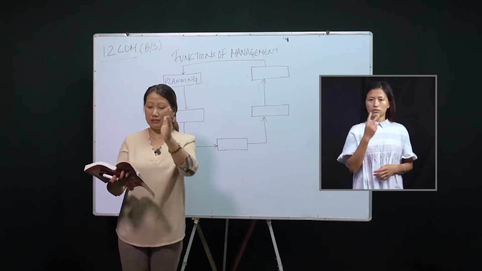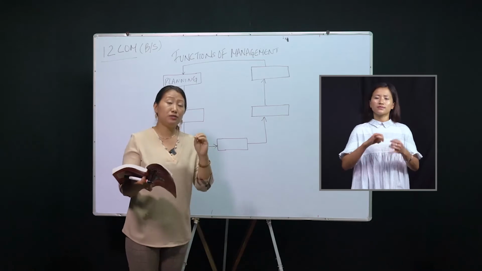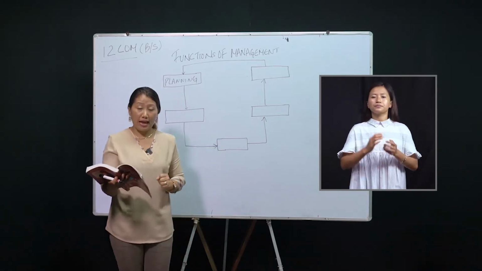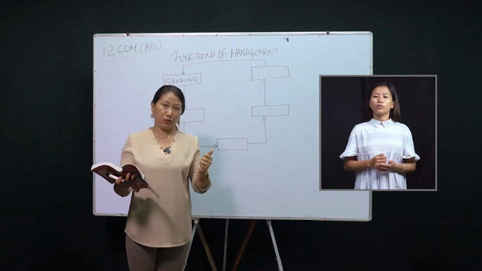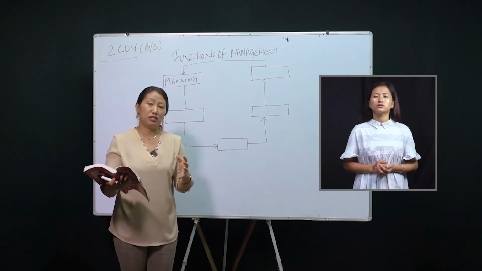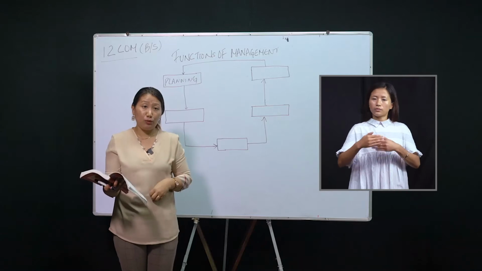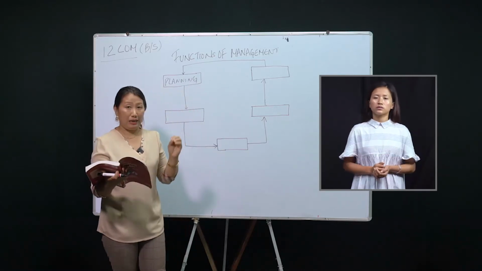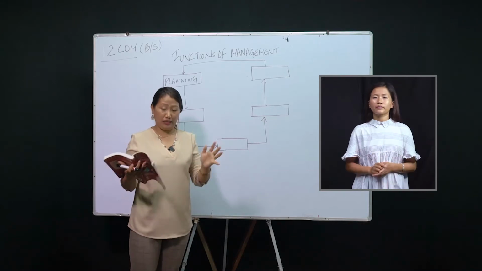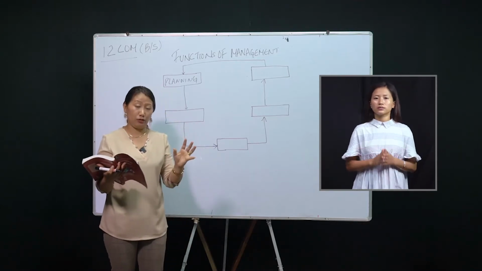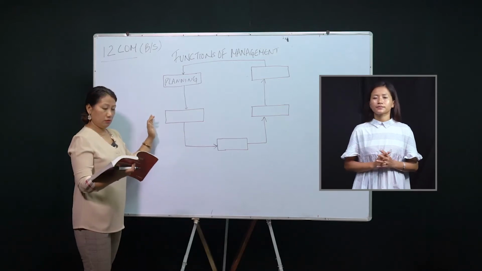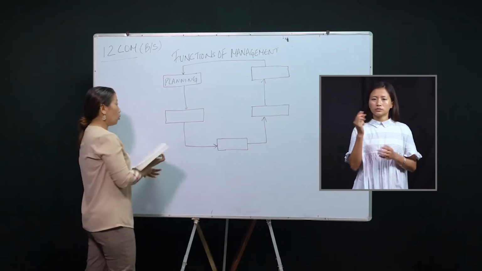That's why it is futuristic, and it is a continuous process that fills the gap between where we are and where we want to reach. So that is about planning. In simple explanation, planning means thinking before doing. Now the second function of management is organizing.